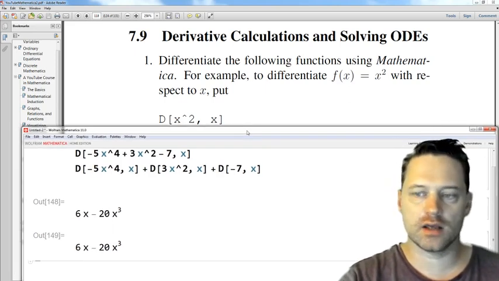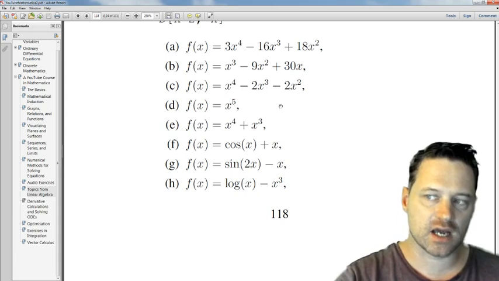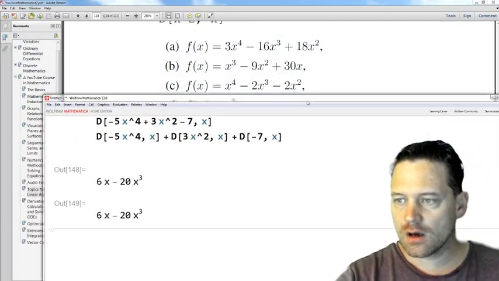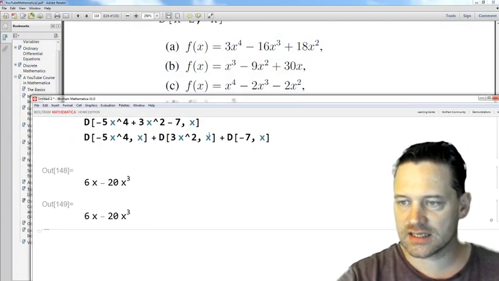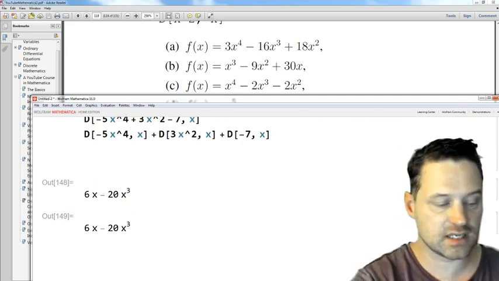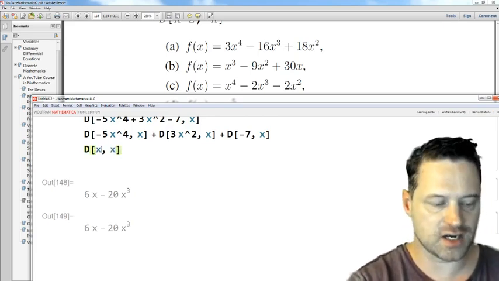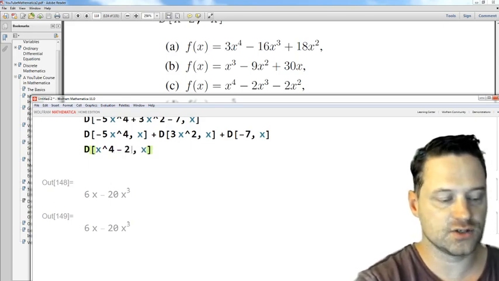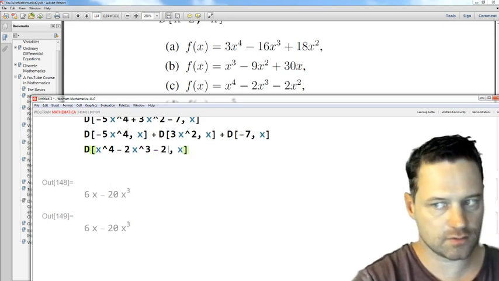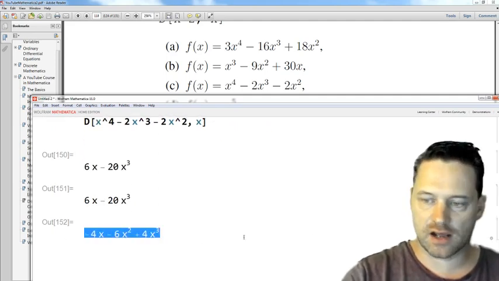Now let's look at some more involved examples. So we'll scroll down in this PDF that's available on my website, and we'll differentiate some of these. Okay, now, so we've already done a lot of examples like this. Let's just choose one, which will be this number C. So we write our D with respect to x, and then I'll differentiate x to the fourth minus 2x cubed minus 2x squared. Shift enter, and here is that derivative right down here.